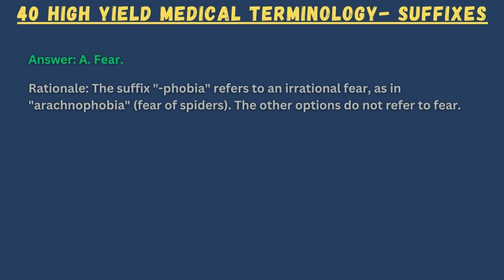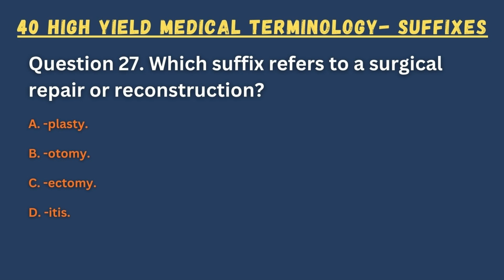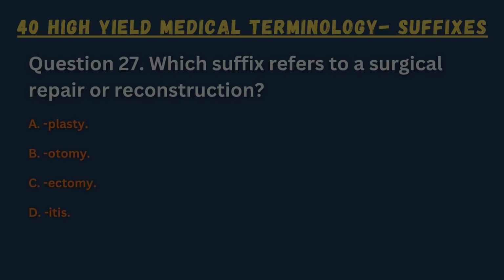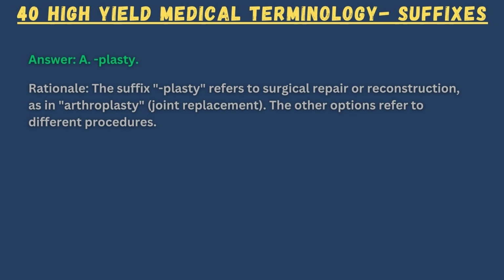Fear. Rationale: the suffix phobia refers to an irrational fear, as in arachnophobia, fear of spiders. The other options do not refer to fear. Question 27. Which suffix refers to a surgical repair or reconstruction? A. Plasty. B. Otomy. C. Ectomy. D. Itis. Answer: A.